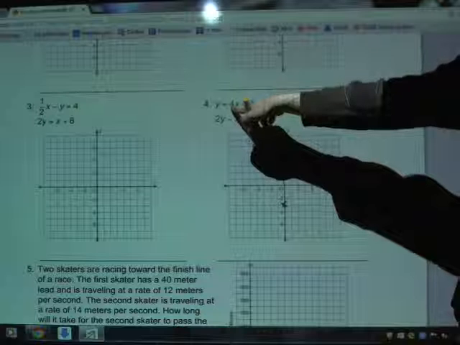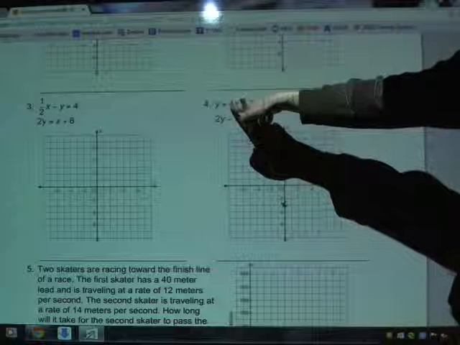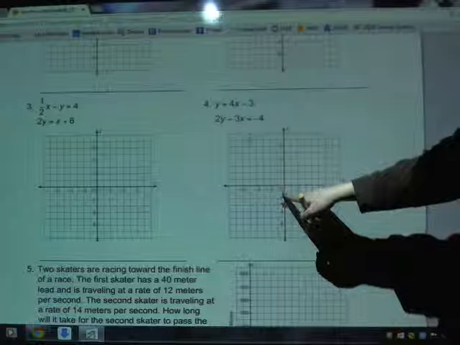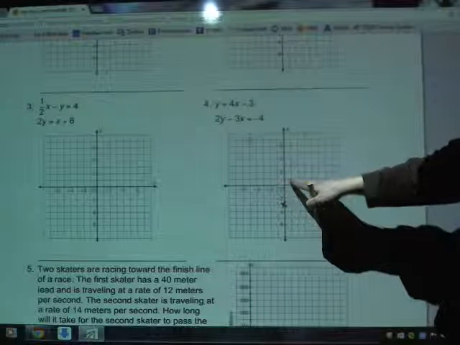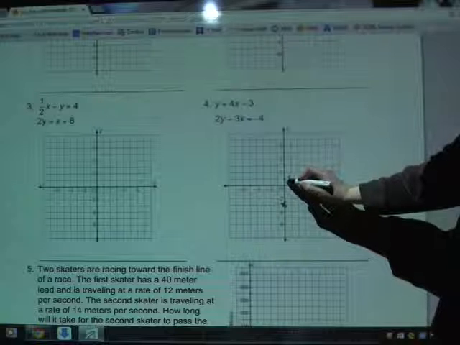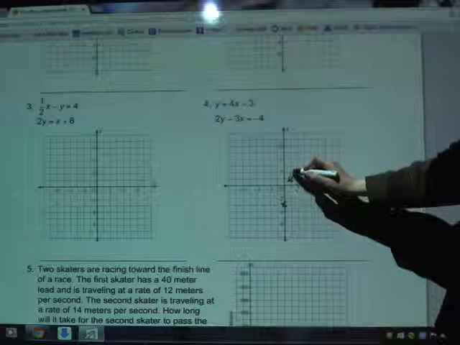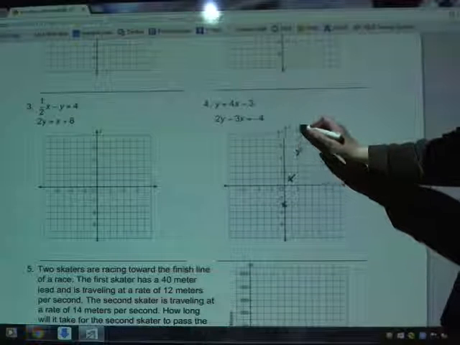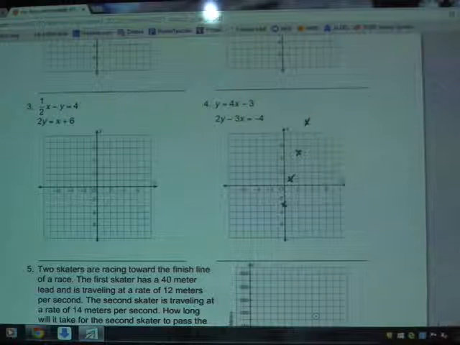The slope here says 4, as in 4 over 1, because remember, slope is always written as a fraction. So a slope of 4 over 1 means I'm going to go up 4, to the right 1. And again, you can repeat that over and over again. I can go up another 4, right another 1. Up another 4, right another 1.